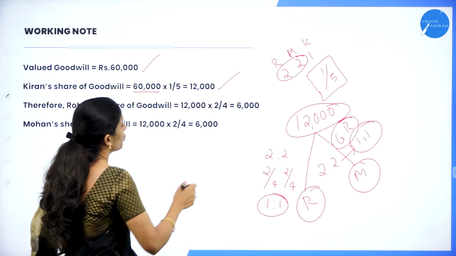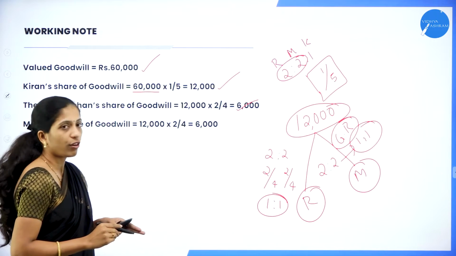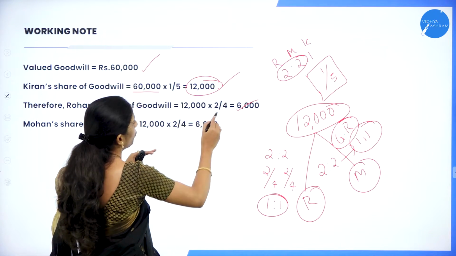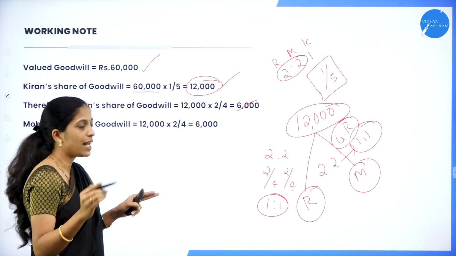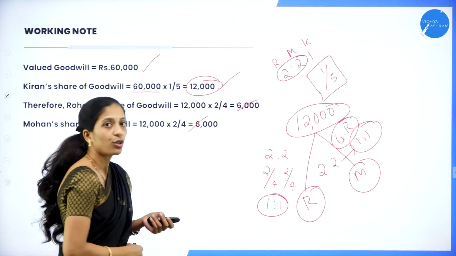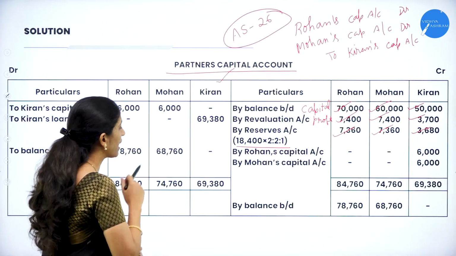So, when you distribute, you will get 6,000 each. That is, therefore, Rohan's share of goodwill is 12,000. That is, this share into 2/4, they will get 6,000. In the same way, Mohan's share of goodwill is 12,000 into 2/4, will get 6,000. Now we have to record in partners capital account.